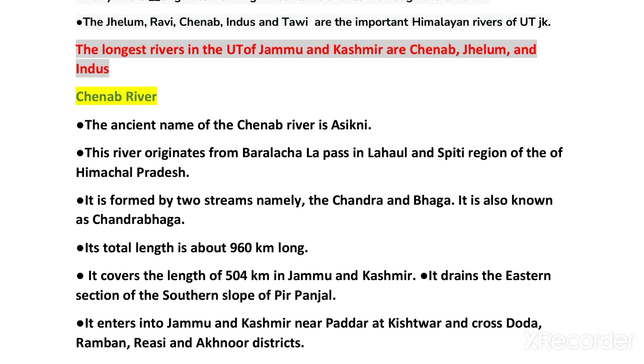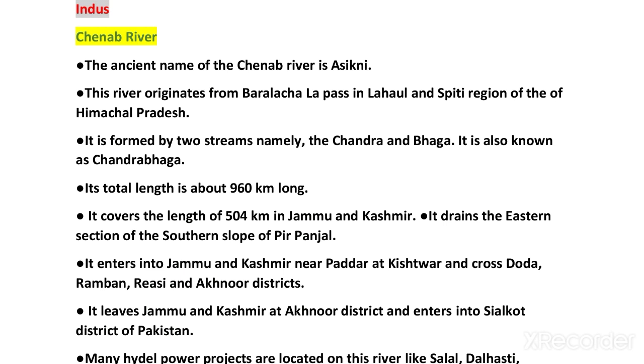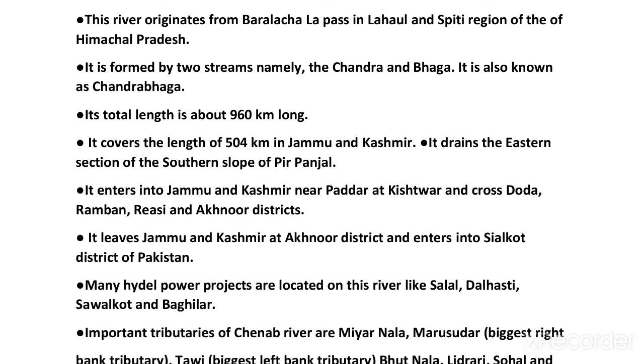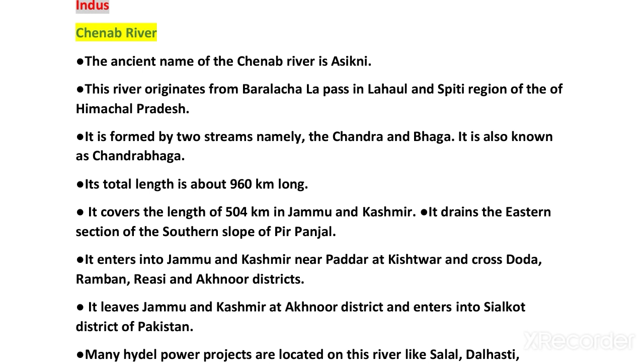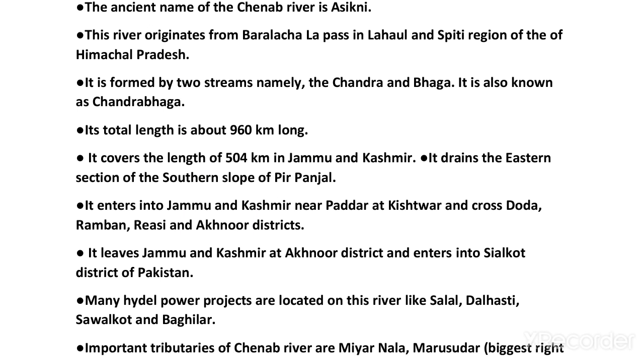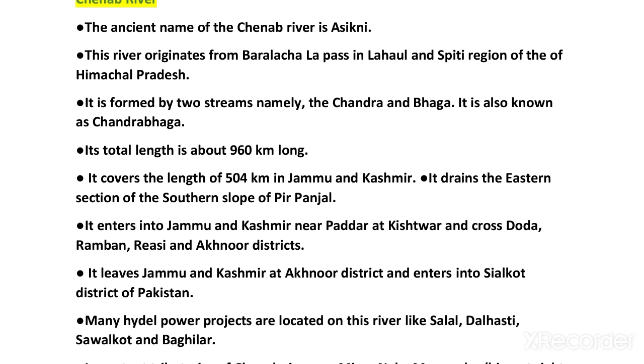River Chenab, ancient name of the River Chenab is Asikni. This river originates from Baralachal Pass in Lahul and the Spiti region of Himachal Pradesh. River Chenab is formed by two streams, namely Chandra and Bhaga. So, River Chenab is also known as Chandra Bhaga River. Its total length is about 960 kilometers.